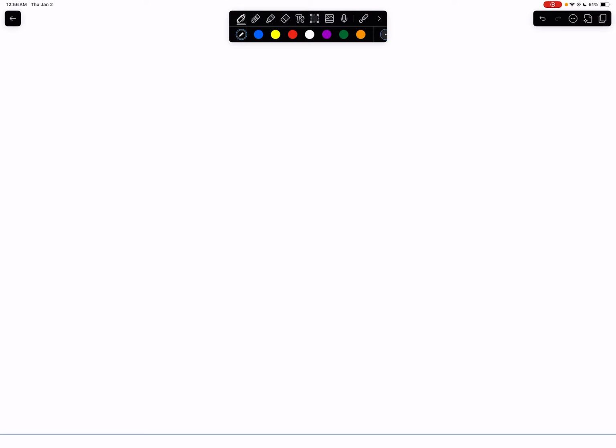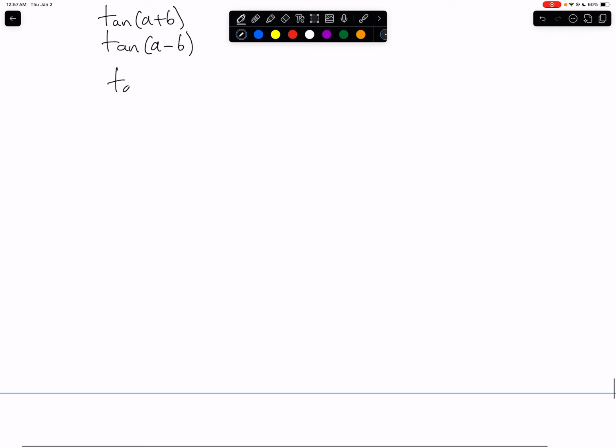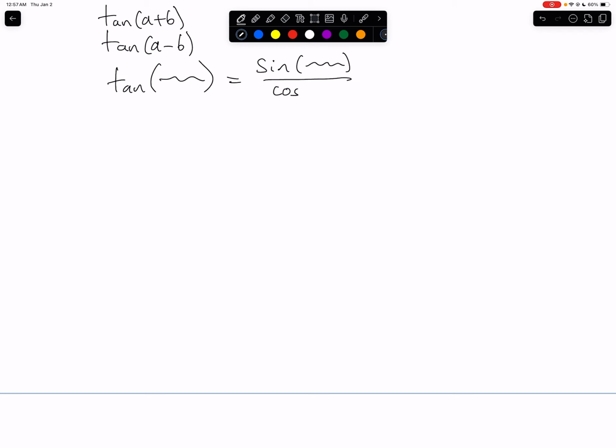So this is the tangent of a plus b and tangent of a minus b. Hopefully you see where this is heading. Now, it's not some geometric proof, because we can use the quotient identity for tangent. We know that tangent of something equals sine of that something over cosine of that something, so we can apply that same principle here.